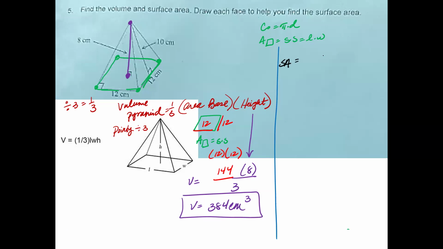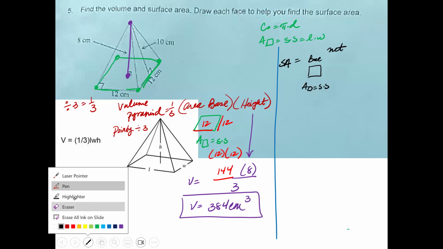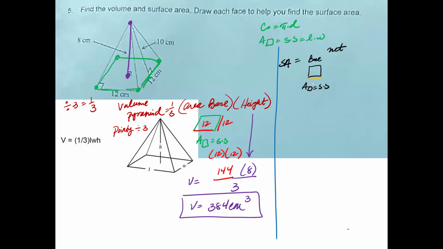Remember surface area is gonna be the net. So looking at that picture, what do you break down? What is the first one that you have to find the area of? Square, this is the base, right? So area of a square is what formula? Side times side. What is each of these sides? 12. Perfect. This right here is 12, this right here is 12, so 12 times 12.